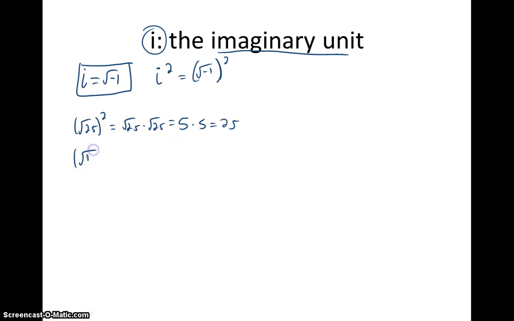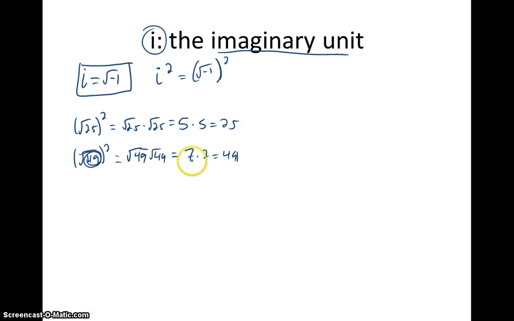Let's try the square root of 49, squared. The square root of 49 is 7. So the square root of 49 times the square root of 49, that's what squared means, just multiplied by itself. Well, that's 7 times 7, which is 49. Once again, that's what's underneath the radical.